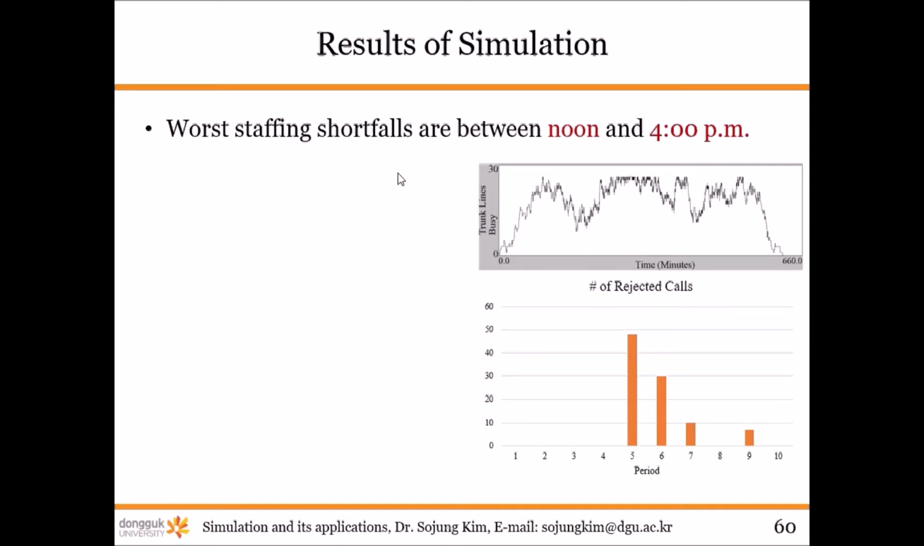Once you have the model, you can run your simulation and analyze the result here. So you can get this kind of result. This one is the number of rejected calls over the period, and this is trunk line busy. As you can see, during the peak time, it's very busy, right? And then the number of rejected calls. There are many rejected calls during the peak hour, especially around this time, this time, and this time.